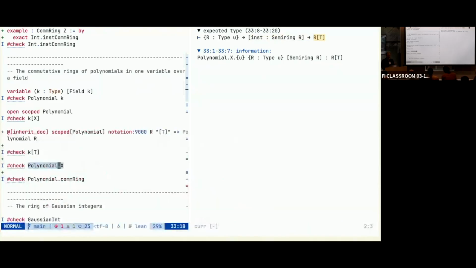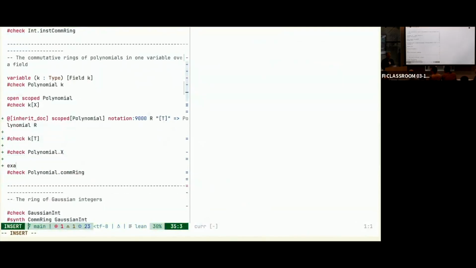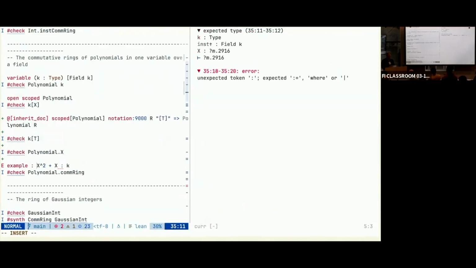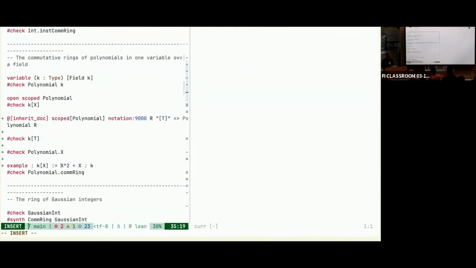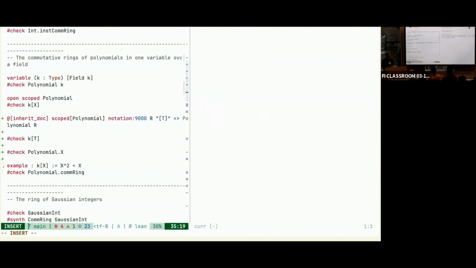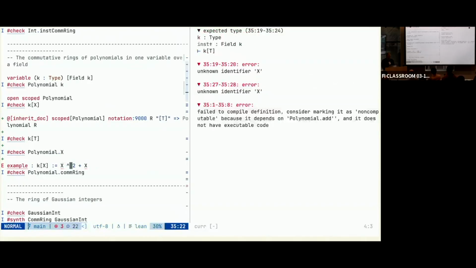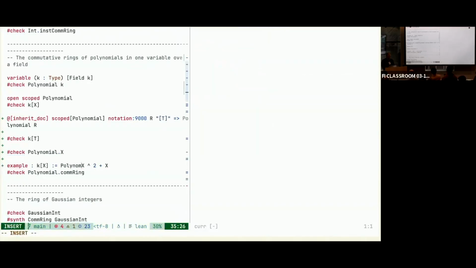You can also do an example of type K adjoint T, and give it X squared plus 1 or T squared plus 1. No, so X squared. Type K adjoint T. The type is. Yeah. Okay. No, but then K adjoint X, and X squared plus X. Does it take it by exact? No, what happens? It should work. Okay, so it doesn't work because I need to type polynomial.X.